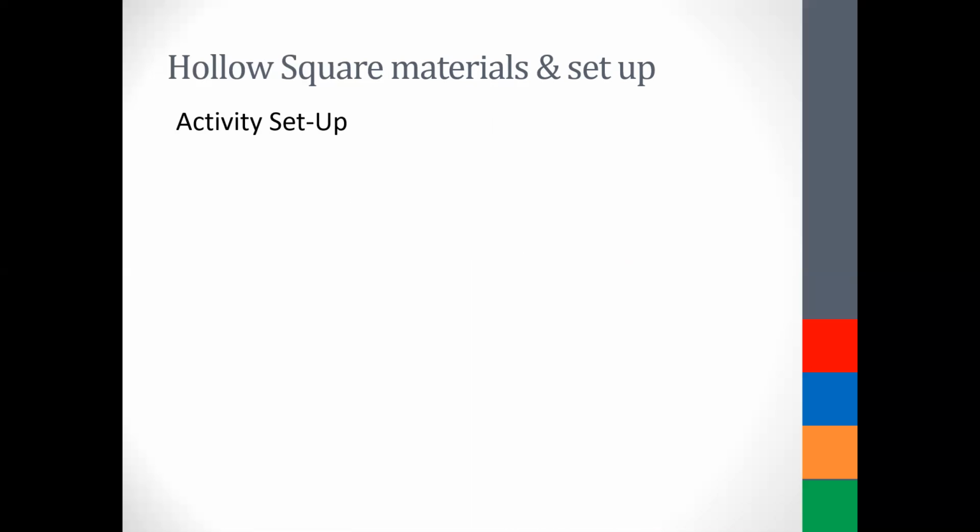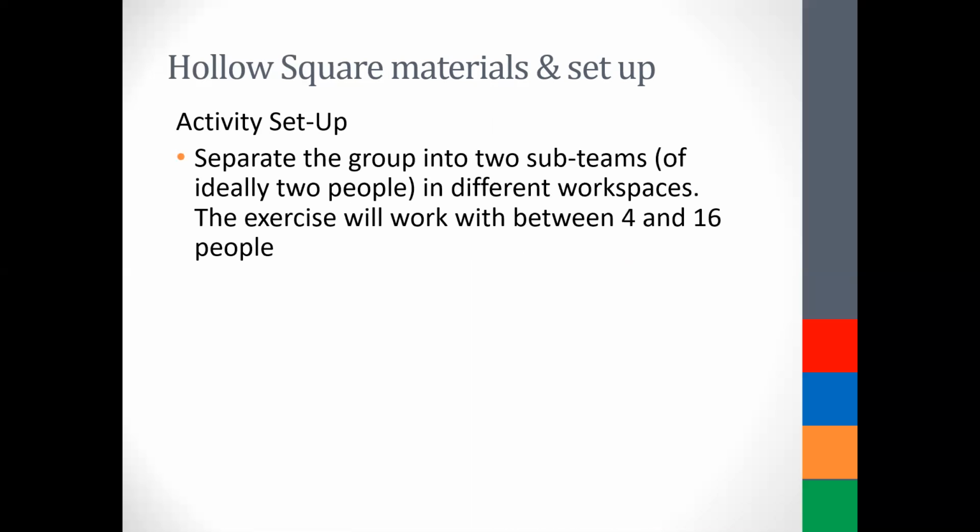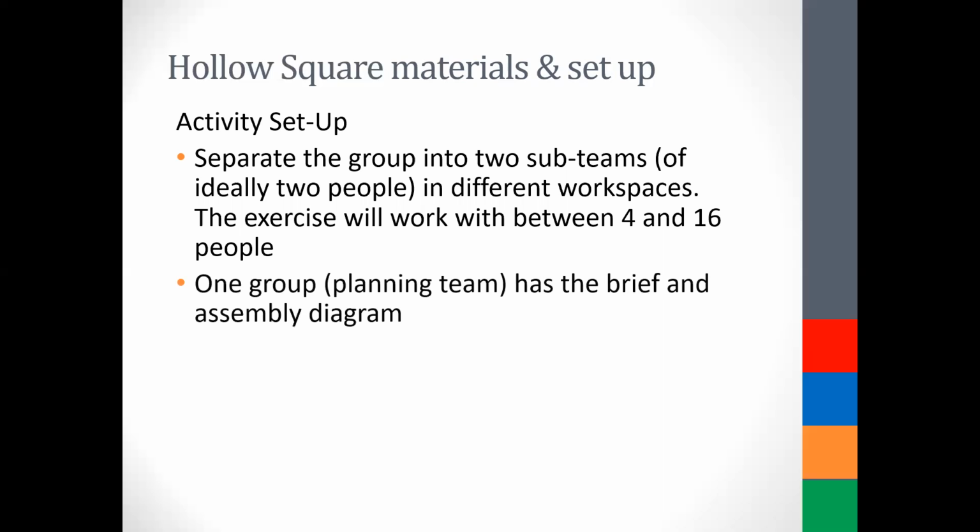So if you're running Hollow Square, the setup is relatively simple. You separate each of your groups of 4 into 2 sub-teams. And it's important that they're in different workspaces. It doesn't need to be 2 separate rooms, but at least in 2 separate areas of a room, maybe working on 2 different tables where they can't necessarily overhear each other or see each other's work. And again, this would work then with up to between 4 and 16 people, so up to 4 groups of 4 people with the resources.